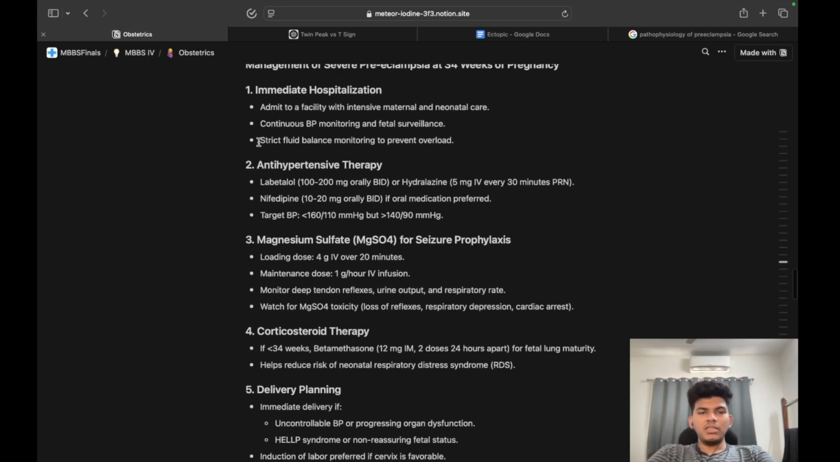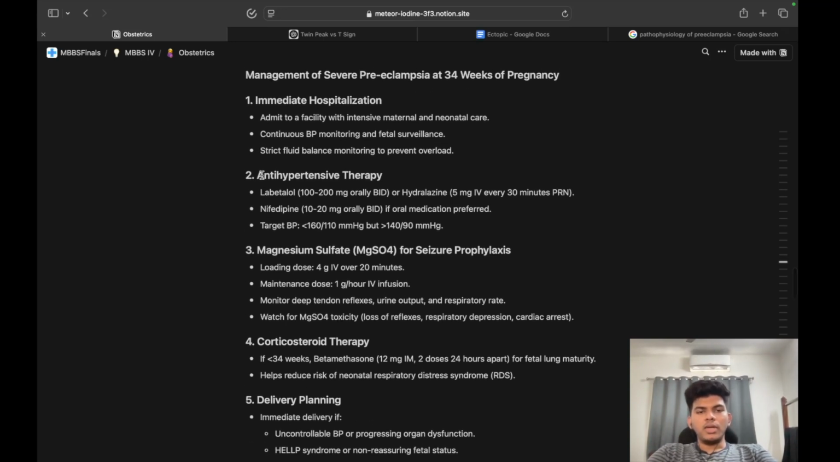Coming to, this is a hypertensive case. So what do we do? Antihypertensive therapy. So what are the drugs during pregnancy? One is labetalol or hydralazine, nifedipine. These are the three main drugs. So labetalol 100 to 200 milligrams orally BID, hydralazine 5 milligram IV every 30 minutes PRN.